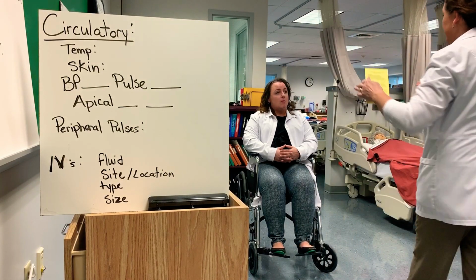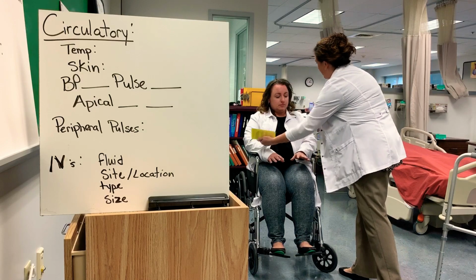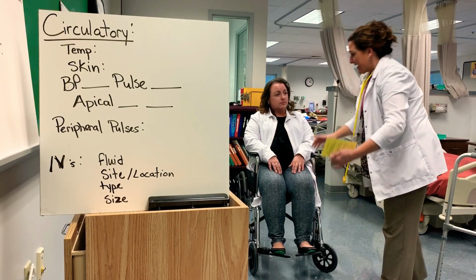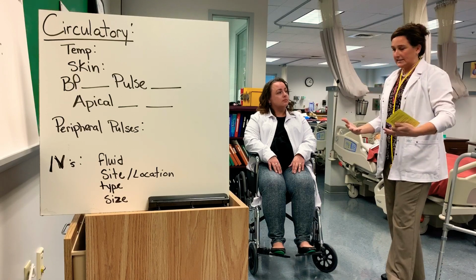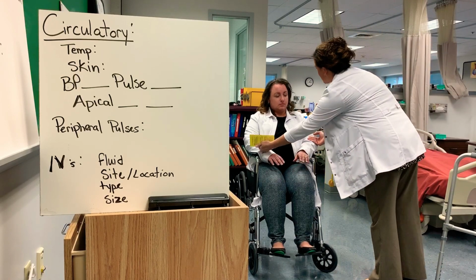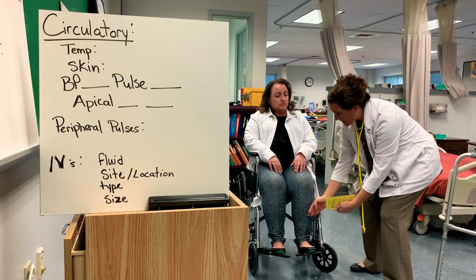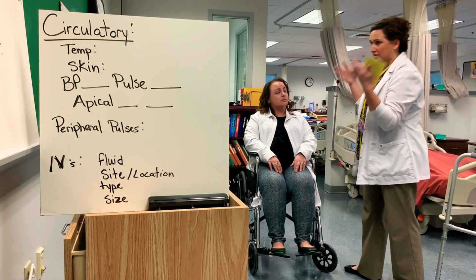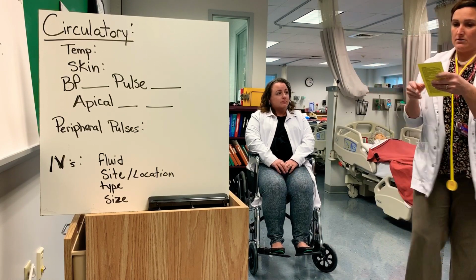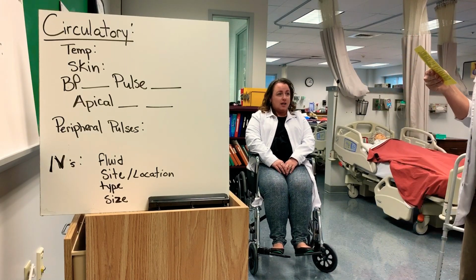I'm gonna look at her skin, and again, I might quickly just feel. What's important here is, if someone's extremely hypotensive, they can be diaphoretic and sweaty and cool to touch. I'm just making sure that her skin is warm to touch on both sides, that it's equal on both sides, okay? She does not look flushed. She doesn't look pale. She doesn't look like she's being diaphoretic.